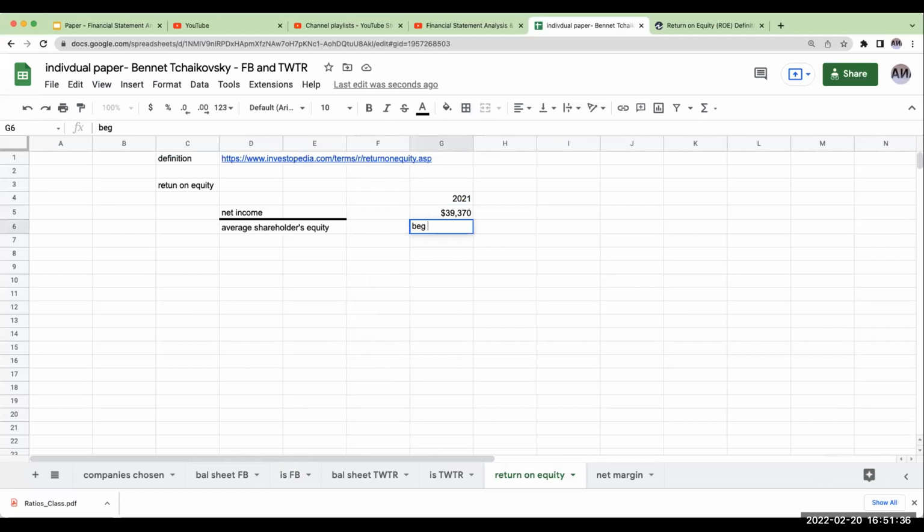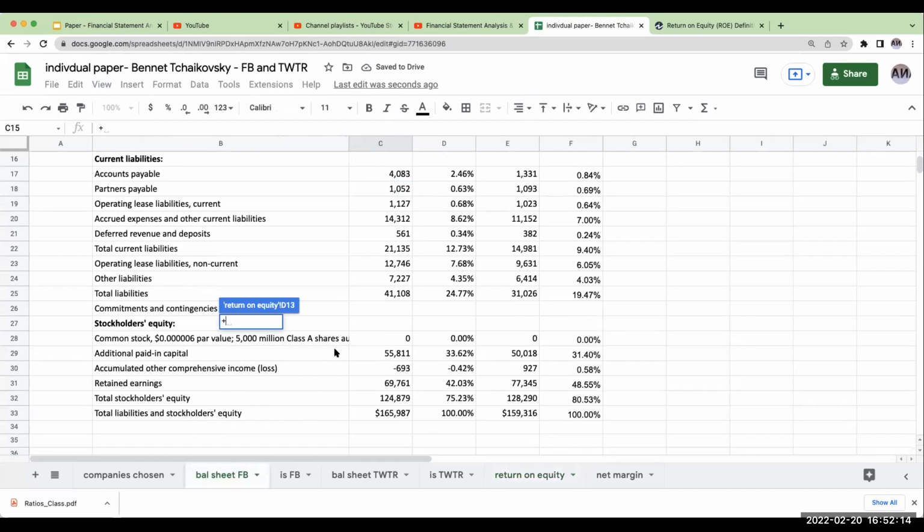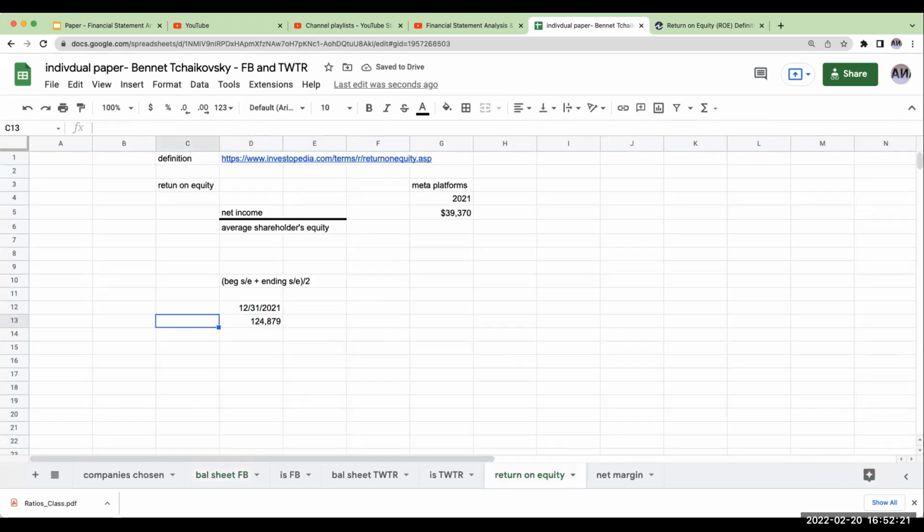Well, it's going to be my beginning shareholders' equity plus my ending shareholders' equity, collectively divided by 2. And this is going to give me my average shareholders' equity. So for Meta Platforms, my ending shareholders' equity is going to be 124 billion. So this is ending 12/31/20. My beginning shareholders' equity is going to be my ending from the prior year.